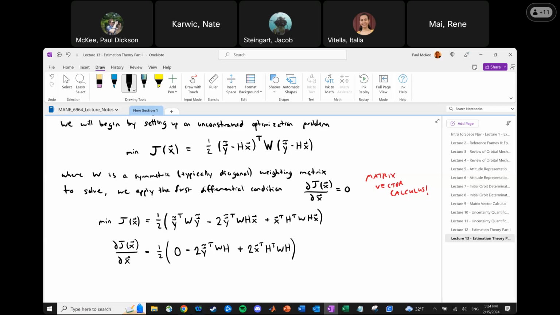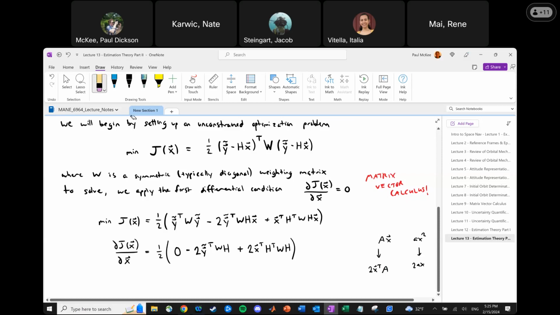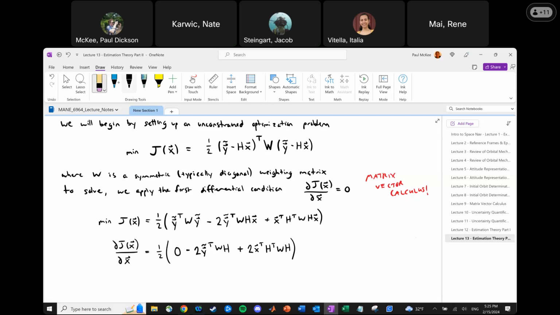So all we do is we drop the trailing x and we put a 2 out front, right? Because we know that x transpose Ax, if you take the derivative, is 2x transpose A. You drop the trailing x, 2 goes out front, which is analogous to ax squared becomes 2ax in scalar land, right? So we remember our matrix vector calculus. Excellent. All right, so now we can start to simplify. And all of this we said is equal to 0, right?